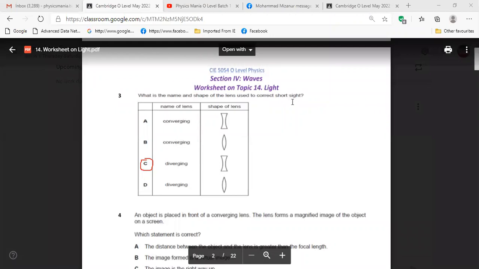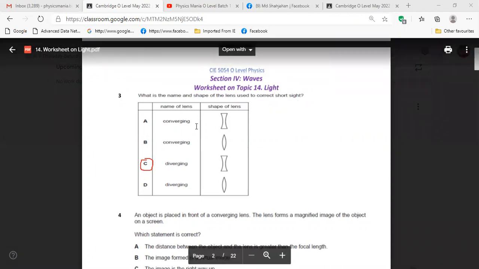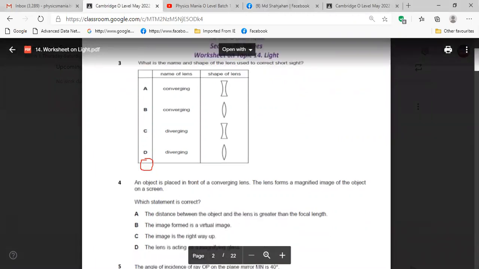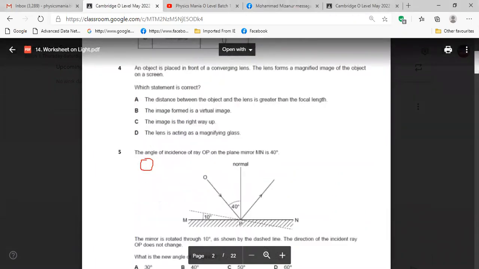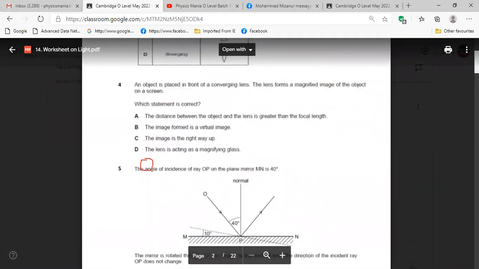And for long sight, which one do you use? Converging, right? Yes, sir. If we ask you for long sight, then you will give converging. Okay, sir. Now this one, question number 4.